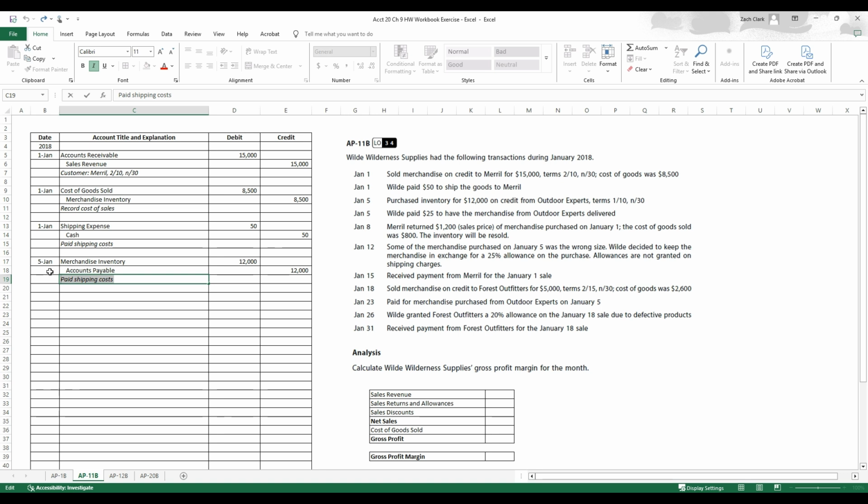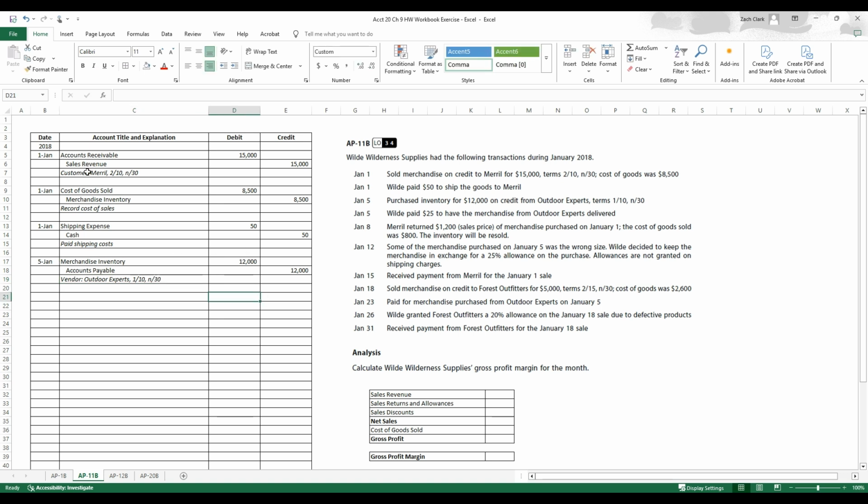And we're going to say inventory purchase. We'll just put the outdoor experts as who we're buying from. And let's say vendor, kind of to match what we did above where we said customer. We'll say outdoor experts, and then we'll say the terms 1/10, net 30.